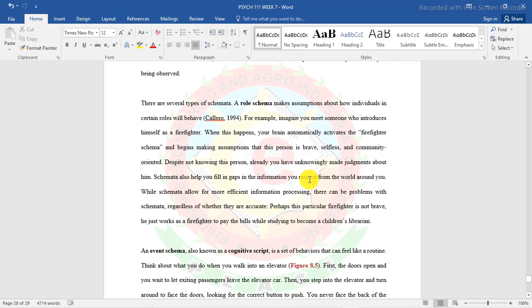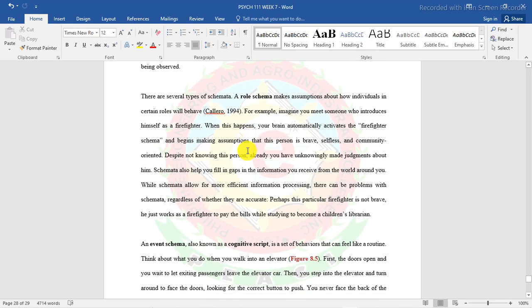So, ano yung role schemata? Makes assumptions about how individuals in certain roles behave. Example, yung role schemata mo, concepts mo ng isang role ng isang tao. For example, imagine you meet someone, introduced him as a firefighter. So, yung role concept mo dyan sa firefighter, pag may nakita kang firefighter, naisip mo, baka matapang to. But still, it's not absolute. Baka pala firefighter lang siya kasi malaki yung sweldo pero hindi pala siya brave talaga.